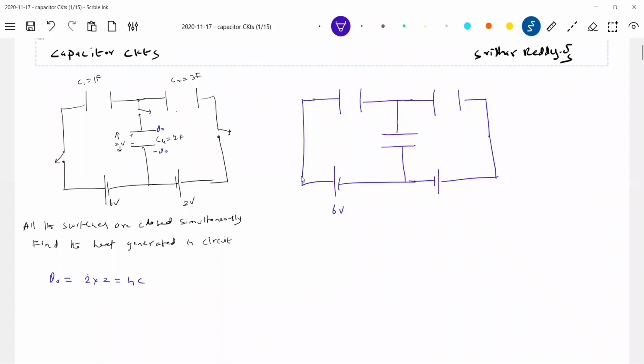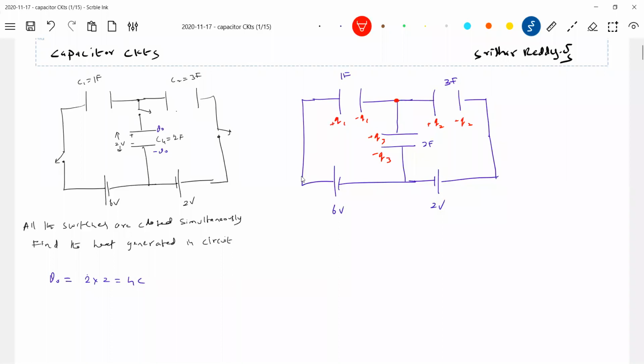This is a circuit we have 6 volt, 2 volt, and capacitors of 1 farad, 3 farad, and 2 farad. Now tell me what you're going to do. Some charges are in series or parallel, we don't know anything. So I'm going to assume charges like this: Q1 and minus Q1, Q2 and minus Q2, here Q3 and minus Q3. The plates will be positive, negative.